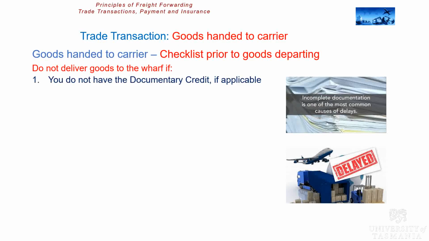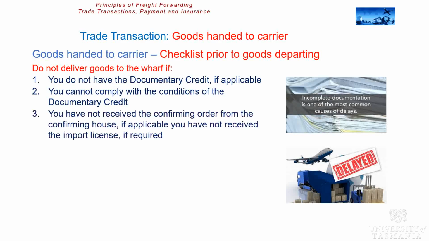So if there's an expectation that you have a document relating to the payment terms, then don't deliver the goods without it. If you find yourself in a situation where the payment terms indicated a particular date of departure, you can't meet that date, so you're not complying with the conditions of the documentary credit, don't send the goods to the wharf. The best thing you can do is get in contact with your buyer and make sure that they're happy to make an amendment on that documentary credit.